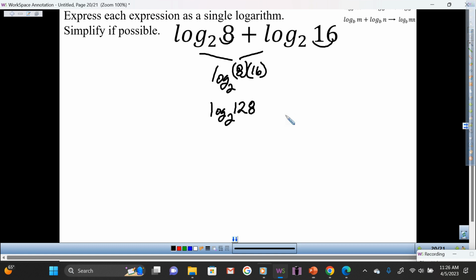Not bad, not bad. Continue. Diego Rosas. Y equals log base 2, 128. Continue, Jose.